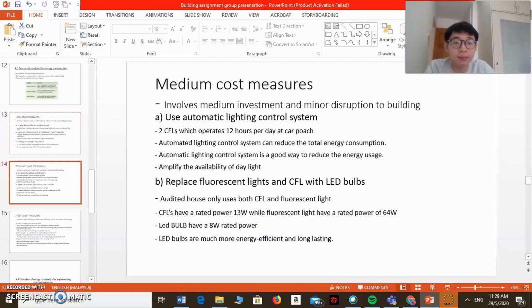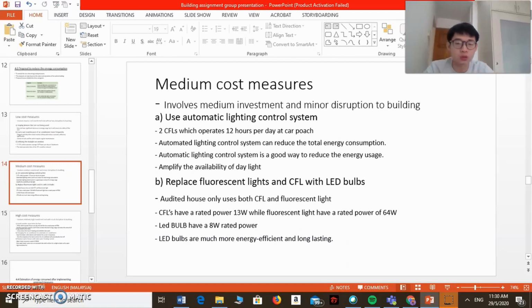Next, we proceed to medium cost measures. Medium cost measures involve medium investment and minor disruption to the building. So the first medium cost measure we suggest is to use an automatic lighting control system. As we can see from the energy audit, the audited house uses 2 CFLs which operate 12 hours per day at the car porch. And from what we have seen, the car porch is located at a place which is easily exposed to sunlight during the daytime. So we suggest the user to install an automatic lighting control system so that it can prevent energy wastage.